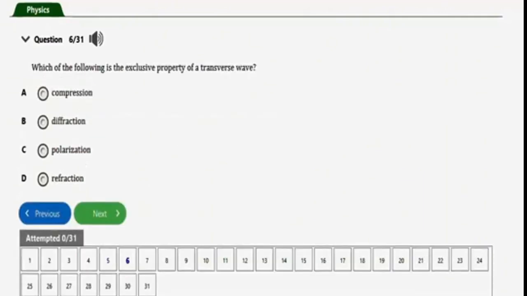It says, which of the following is the exclusive property of a transverse wave? So the correct option to this question is option C, which is polarization. Let's go to the next one, which is this question. It says, the color seen in the thin films of oil on the road and in soap bubbles are due to. So the correct answer to this question is option B, which is interference.